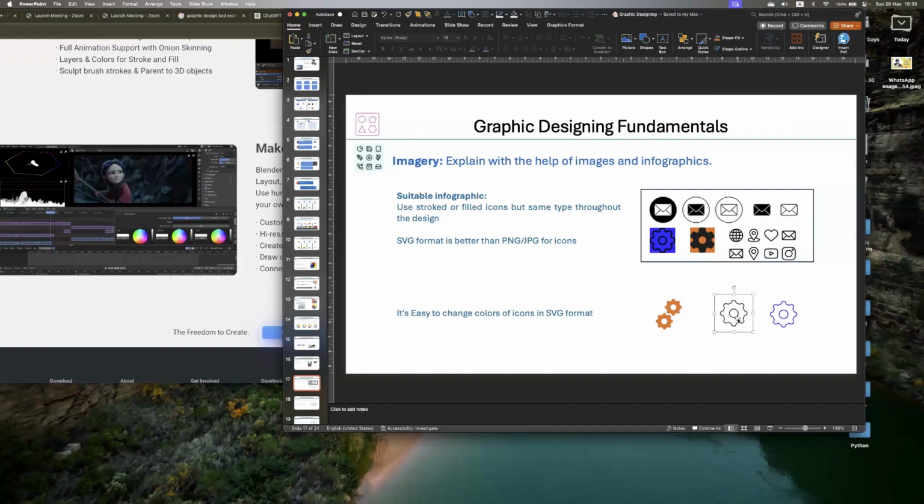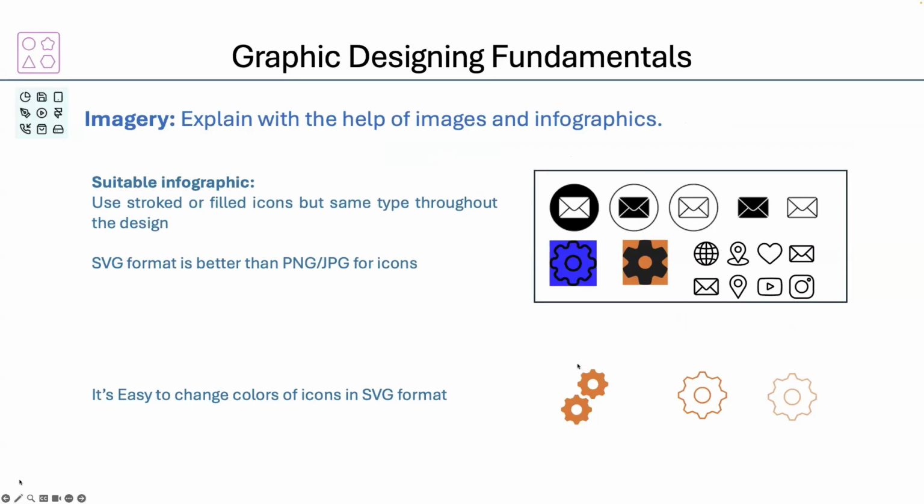For example, this is just a stroke and this is filled. If you want to change the color of these lines, you can change it easily with SVG format. So this is the benefit of vector format, or say SVG format. You can change the color easily to any. Okay, well, I wanted to show you that you can change color.